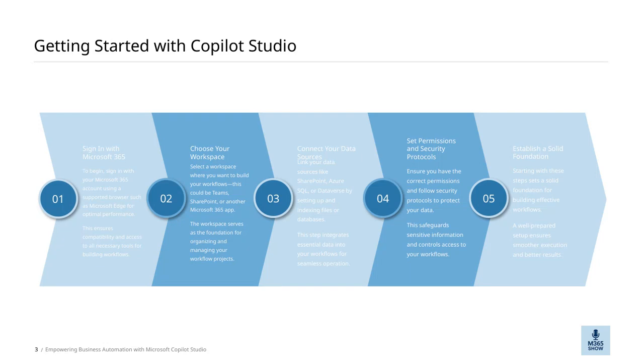Let's get started with Copilot Studio by signing in with your Microsoft 365 account. I recommend using a supported browser like Microsoft Edge for the best experience. This helps ensure compatibility and gives you access to all the tools you need to start building your workflows. Next, you'll want to select a workspace where you'll develop your workflows. This could be within Teams, SharePoint, or any other Microsoft 365 app. Choosing the right workspace is important because it provides the foundation for organizing and managing your workflow projects effectively.